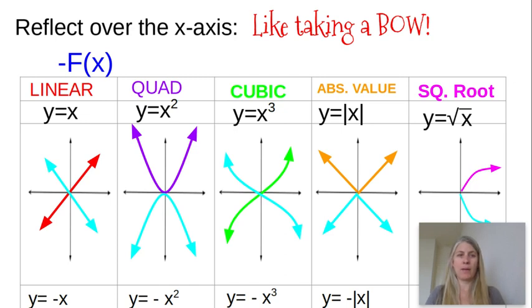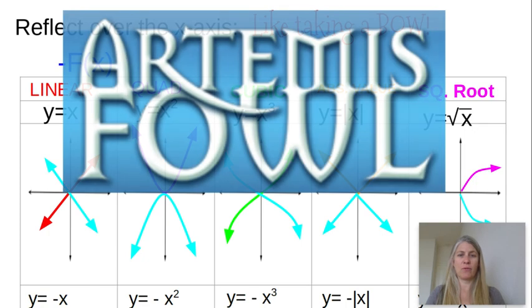Now, our other type of reflection is basically folding it in half the other direction.